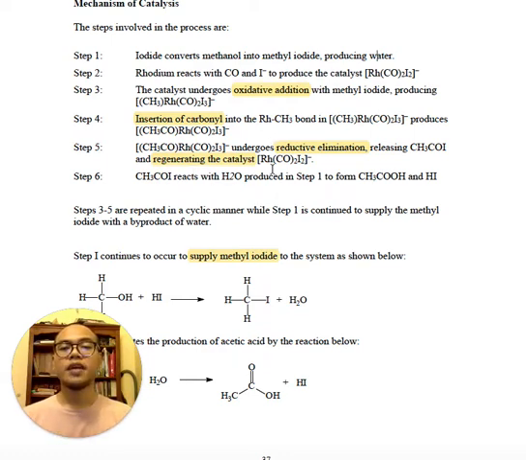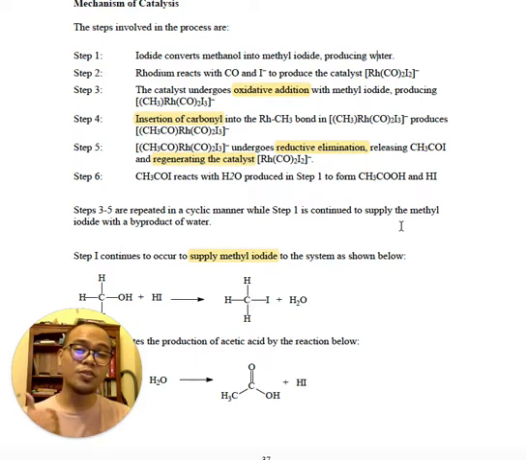And then number 5, the complex will undergo reductive elimination, eliminating what we call this acetyl iodide and regenerating the catalyst. So the acetyl iodide will react with water because initially we produce water in step one, to form your acetic acid or ethanoic acid and hydrogen iodide. So 3 to 5 will be repeated in a cyclic manner to supply methyl iodide with a byproduct of water.